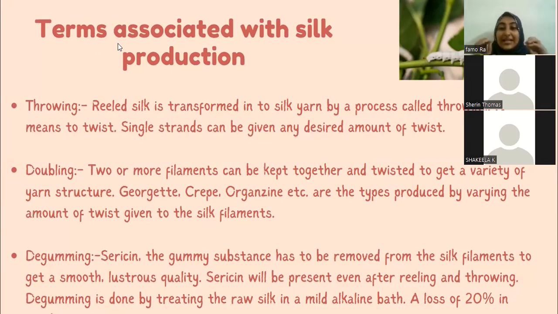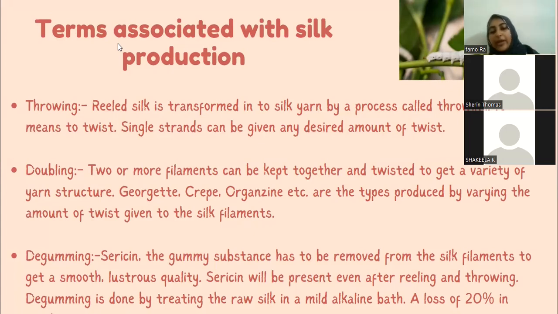Now, the next term is degumming. It is a very easy term because we know degumming, gumming, removing the gum. So we had learned that sericin is the gummy substance. Sericin has to be removed from the silk filaments to get a smooth, lustrous quality of silk. Sericin will be present even after reeling and throwing, because it is an adhesive, right? So it will be present.